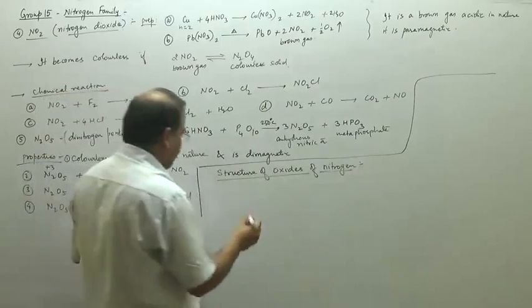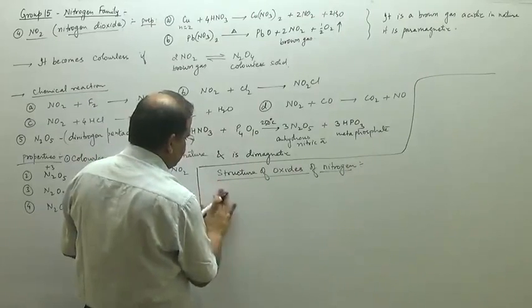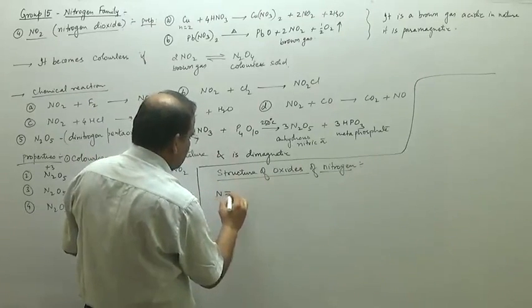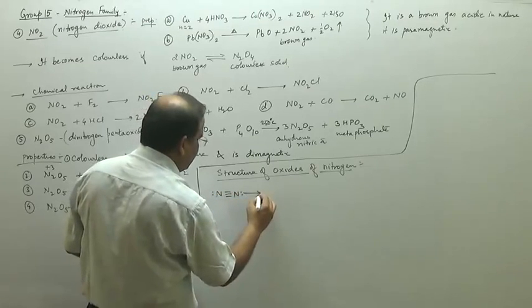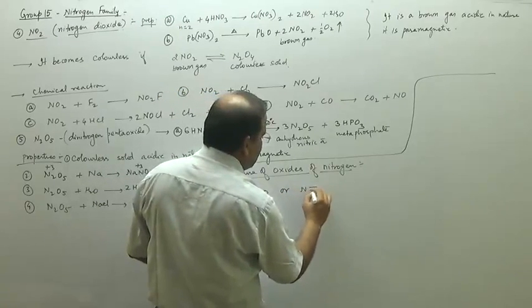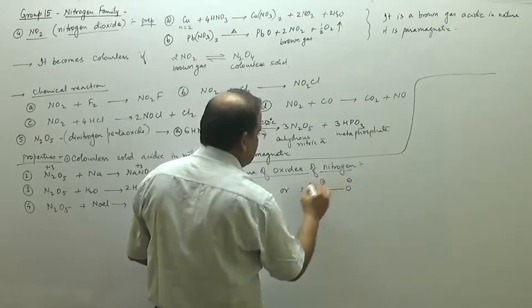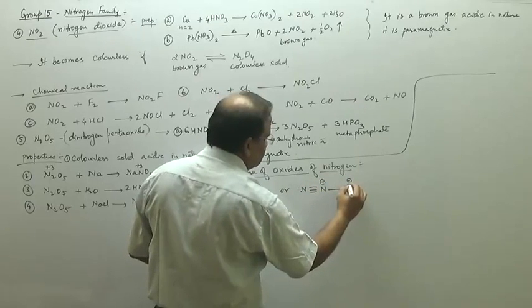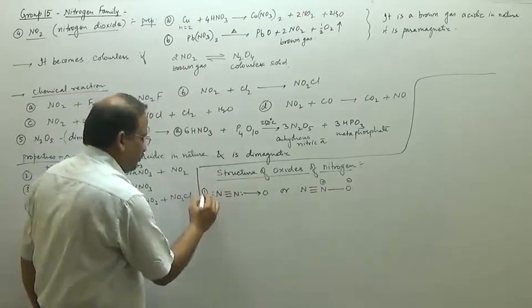So N2O. For N2O, I am going to write that it is like this: N triple bond N, the lone pair on this, the lone pair on this, and a coordinate bond with oxygen. Or you can write it like this: N triple bond N, oxygen, a negative charge on this, a positive charge on this, a lone pair on this. This is one of the structures of N2O.